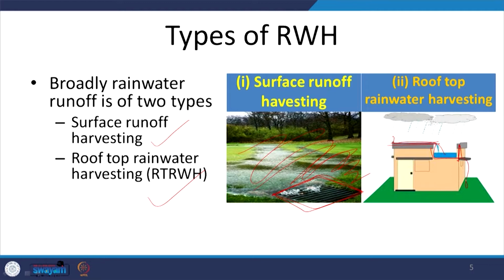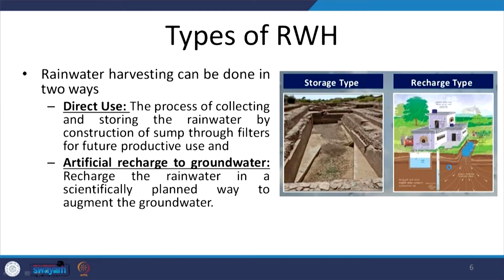Now, this could be anywhere. It could be a tank down on the ground, it could be a tank up there, or it could be somewhere else midway as well. So, these are two types of rainwater harvesting broadly. The water which is collected can also be used for two further purposes. One is for direct use. So, we store this water and we use it for different purposes in the house, that is direct use.